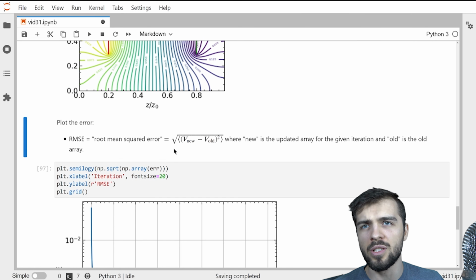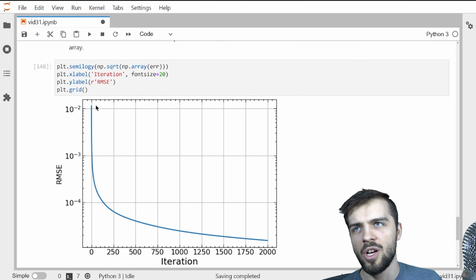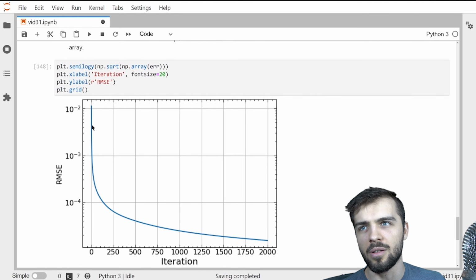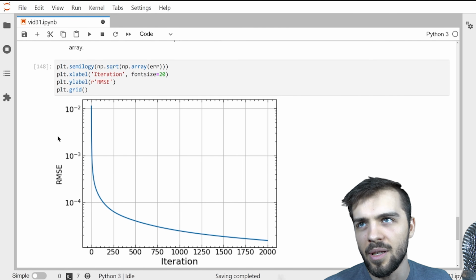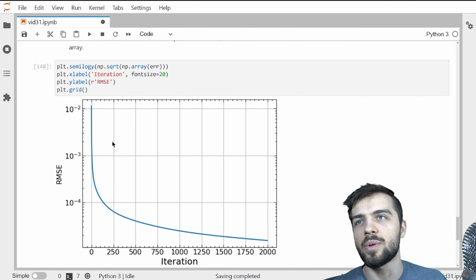So finally, we can plot the error. I'm going to look at the root mean squared error, which is just the square root of the mean squared error we have above. New is the updated array. So I can plot this error, and we can see what happens throughout the iterations. Initially, and this is a semi-log plot, by the way, it's exponential on the semi-log, so it decays really fast. It starts getting good really quickly.